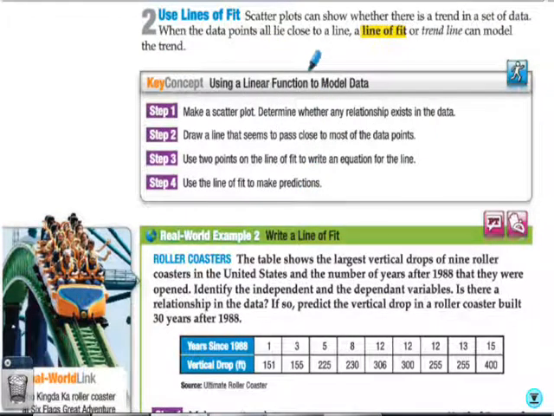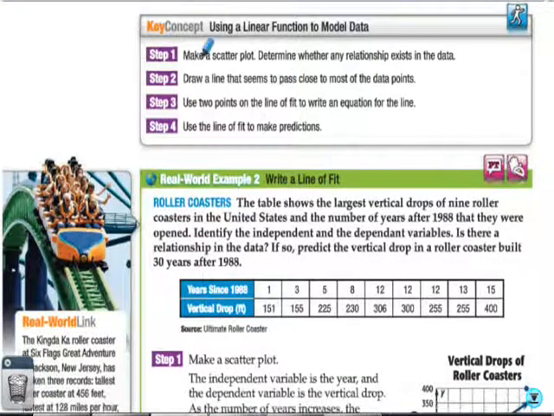So lines of fit: a scatter plot can show whether there is a trend in a set of data. When the data points all lie close to a line, we can have a line of fit, also sometimes called a trend line, to model that data. Here are the steps. Step one, you're going to make the scatter plot and determine whether any relationship exists. If there is a relationship, you go to step two. You're going to draw a line that seems to pass close to most of the data points. This is a line of fit. It's an estimation. It's not going to be a perfect line, so we draw a line that looks kind of close.